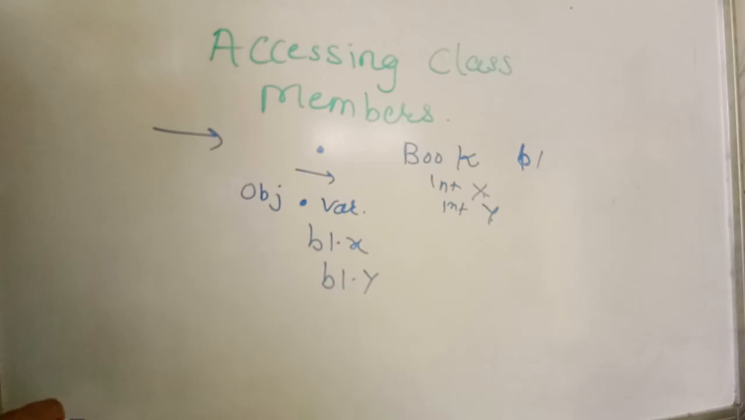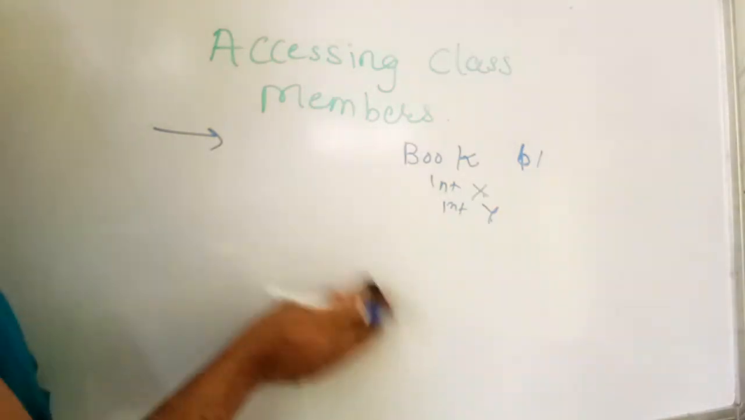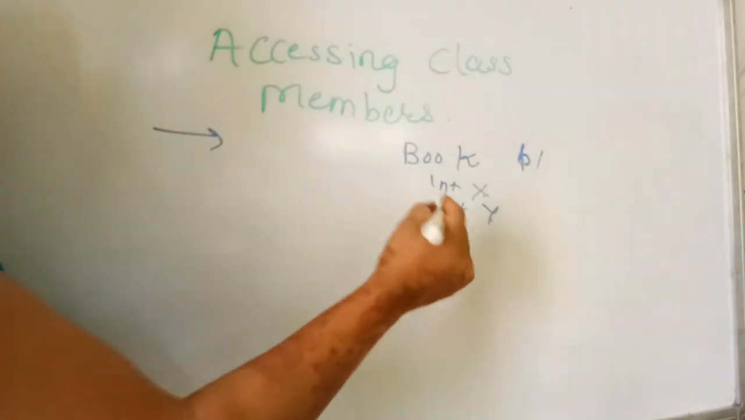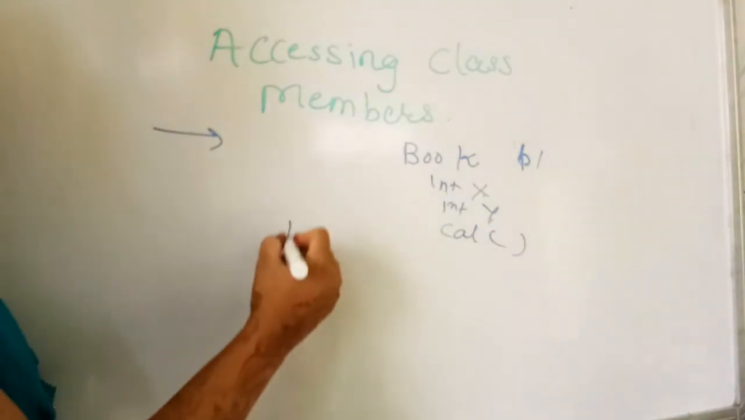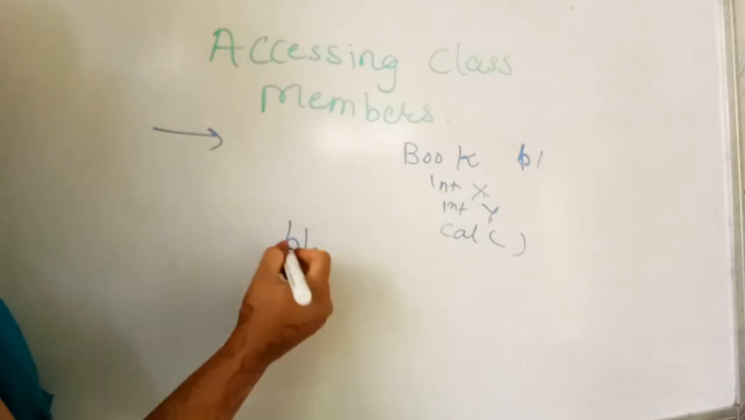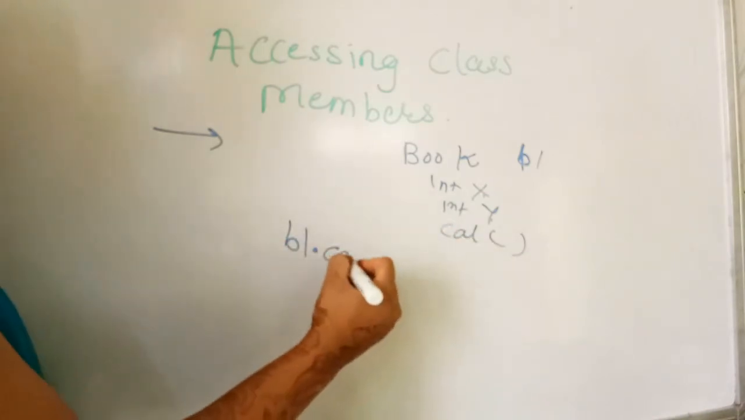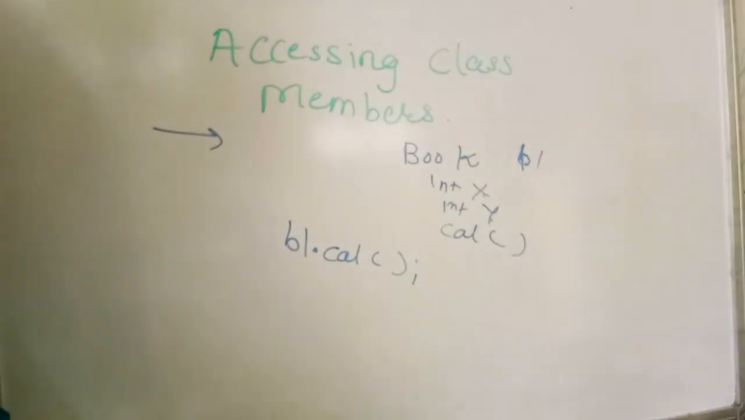For example, one method is included in the book class, the calculate method. Then how to call this method? It can be called simply using the object, dot, and the method name, that is calculate. So this is all about how to create the objects and how to access the members and methods of the class.